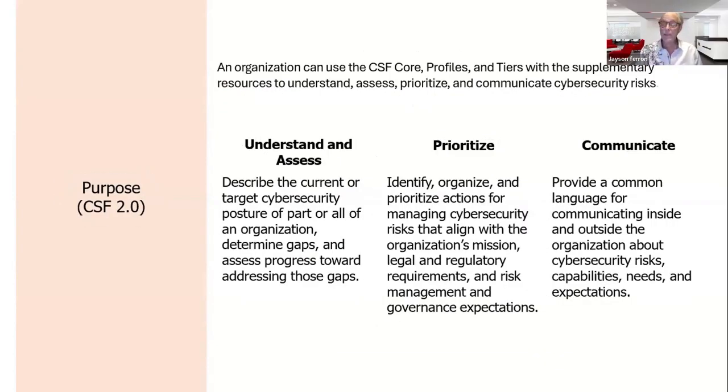So we need to understand what the assets are and what the gaps are. Then we need to prioritize. I need to prioritize what the requirements are for our organization. And then how do we communicate this inside and outside of IT? How do we get the CISO, the CEO, and the board to understand these risks? This is the goal here.